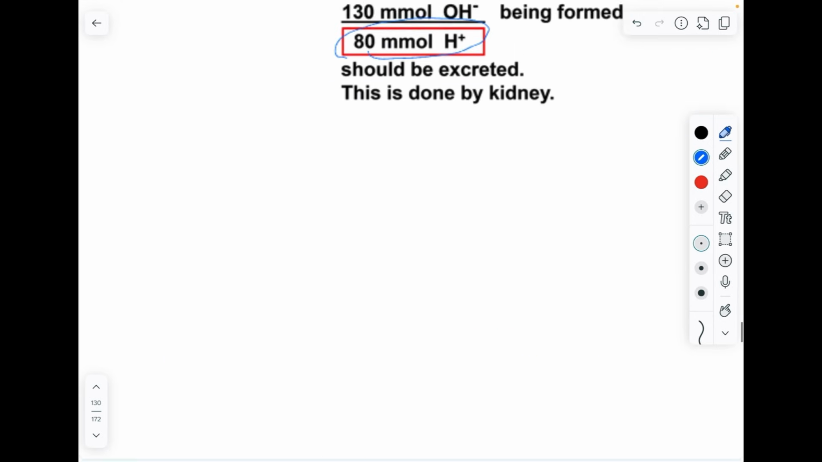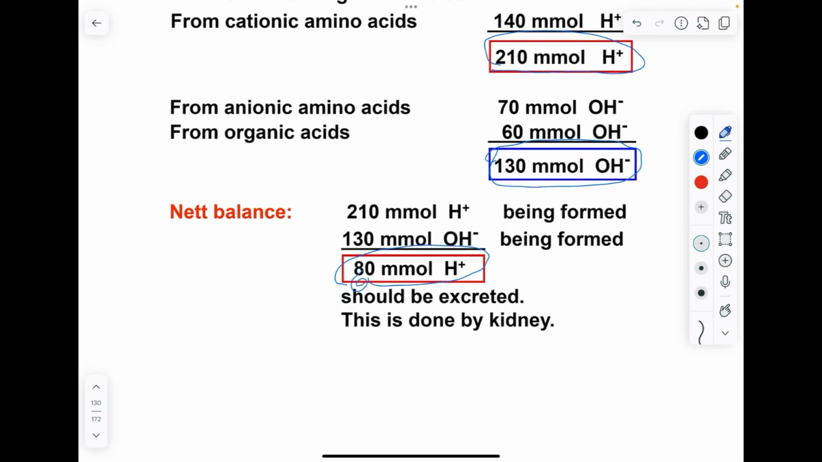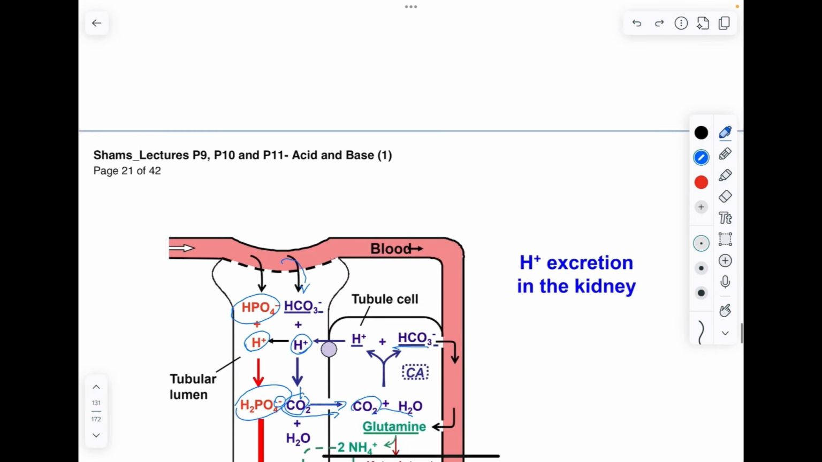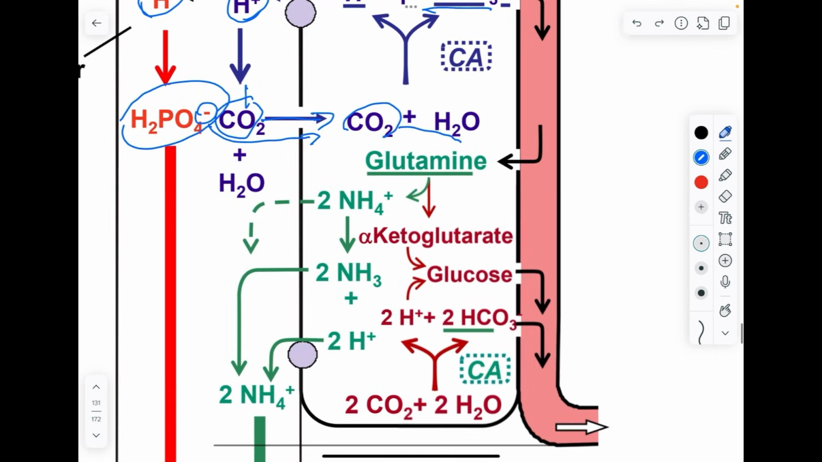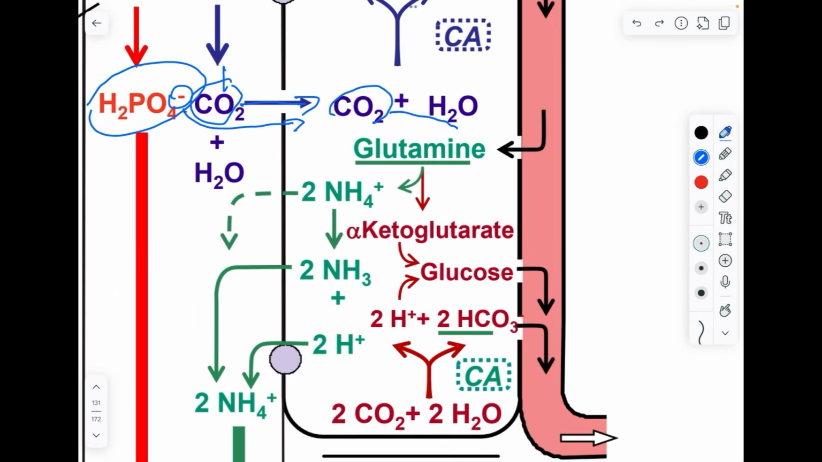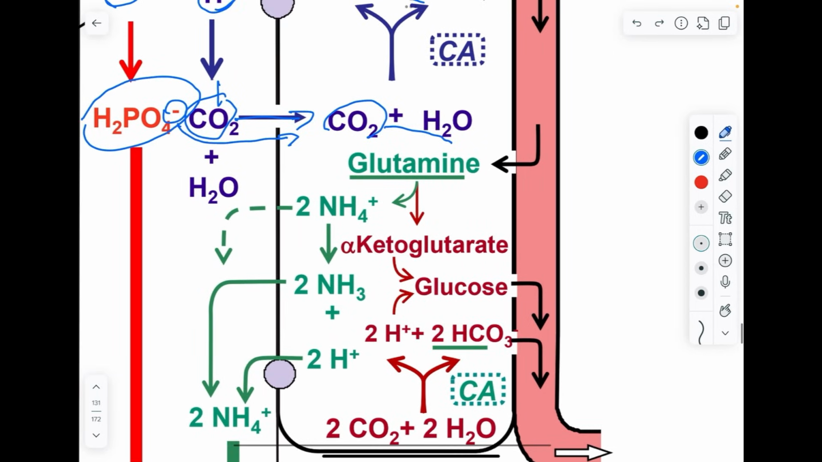But that's not enough, because if you remember, we said how much do we need to get rid of? 80. How do we buffer the rest? Well, this is our second buffer that's helping us with that. Glutamine, which is an amino acid, gets broken down to these guys.